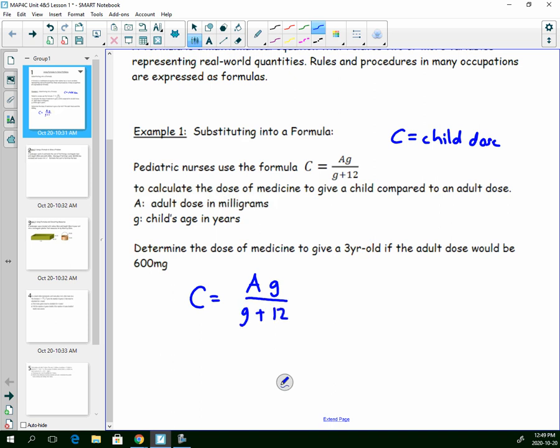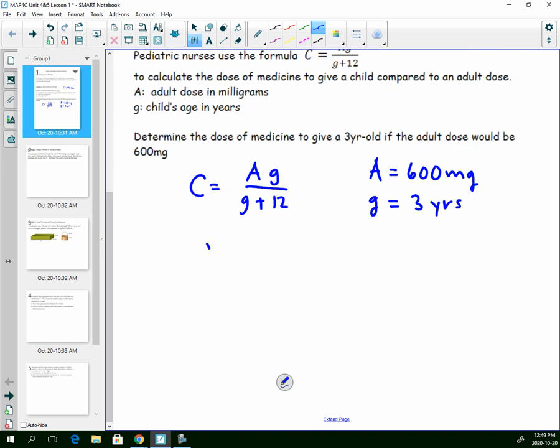And I'm just going to write down the information that I know. So the adult dose, A, is 600. The child's age is G, and that's 3 years old. And that's all I need to determine the child dose. So I'm just going to plug those numbers into the formula. So A is 600, G is 3, and at the bottom we also have G again, and 12.